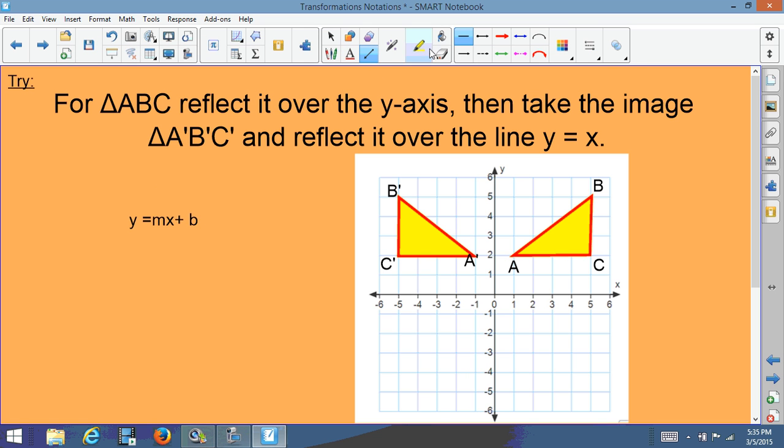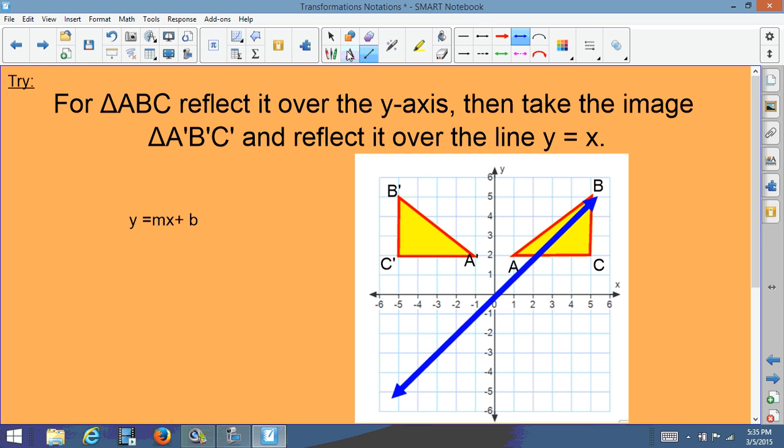So let's get our line tool. And let's go to, say, 5, negative 5. And go straight through the origin and straight up. Okay, so now we want to reflect it over this line.